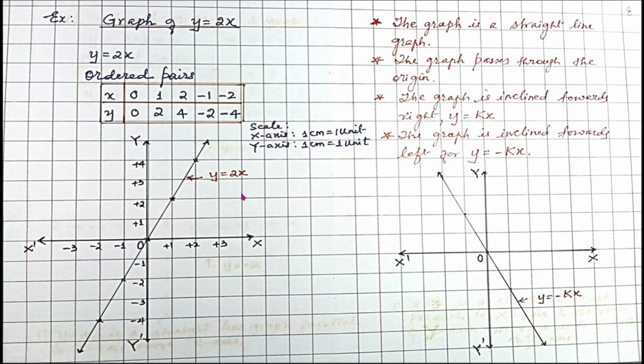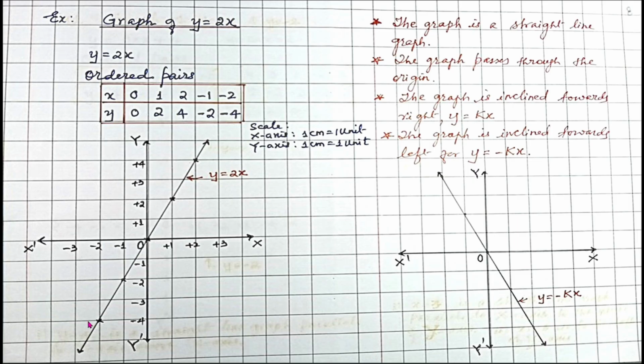Now with a suitable scale on a coordinate plane, on graph paper, draw this and locate the points first. That means if x is 0, y is 0. x is 1, y is 2, put a dot here. x is equal to 2, y is equal to 4, put a dot. x is minus 1 and y is minus 2, put a dot here. And x is minus 2 and y is minus 4. So we have got the dots here.